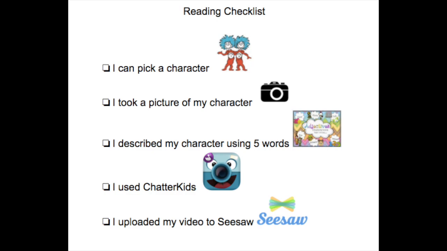Here's week 1. My students were given a checklist to look over, and on their checklist they were to pick a character, take a picture of that character, describe the character using 5 words, and use ChatterKit to talk about the character, and then upload it to Seesaw. This was week 1's checklist, and each week the students were given different checklists to meet that week's work.